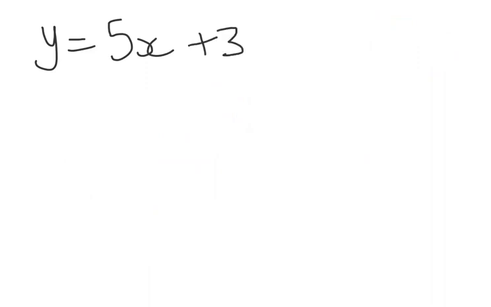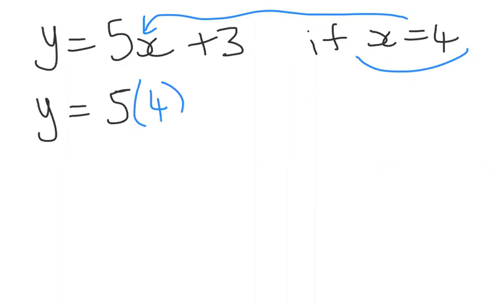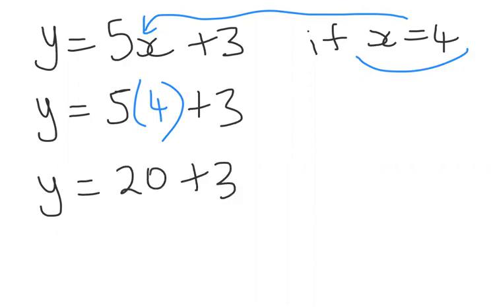Last one for the day. y equals 5x plus 3, and substitute where you have x equal 4. So where you see an x, you put a 4. So there's the x. So now we're going to have y equal to 5 multiplied by 4. So that is 5 times 4 is 20. 20 plus 3. And the final answer is y equal to 23.